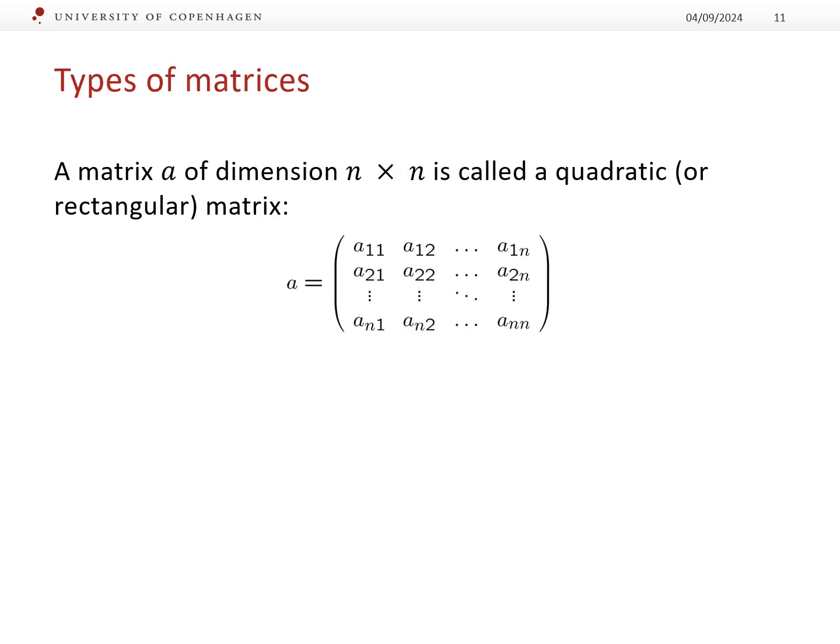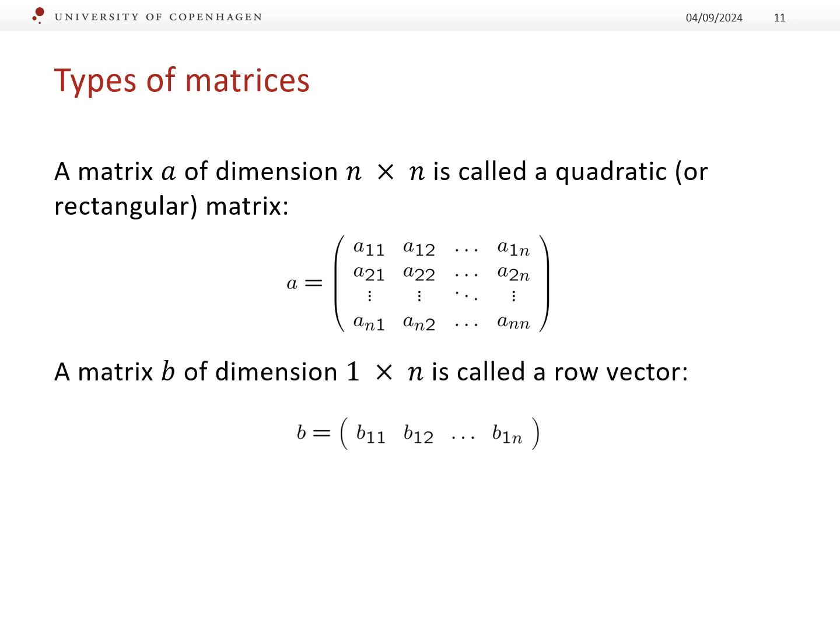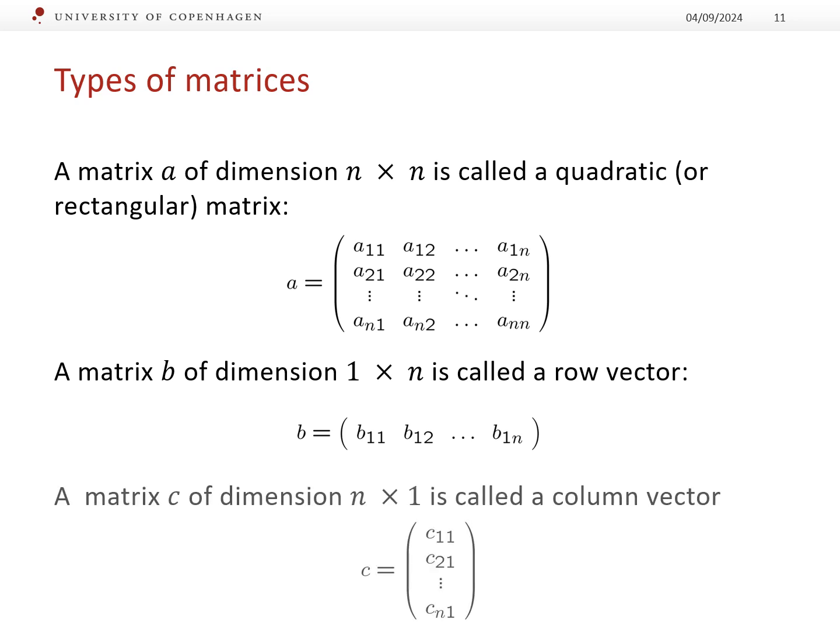Now we have different types of matrices depending on their dimensions. Some of them are important to remember for you to understand the terminology when reading about models that use them. A matrix with dimensions n times n, that is a matrix which has the same number of rows as columns, is called a quadratic or square matrix. A matrix with dimensions 1 times n, meaning a matrix that can have many columns but only one row, is called a row vector. And finally, a matrix with whatever number of rows but with just one column is called a column vector.